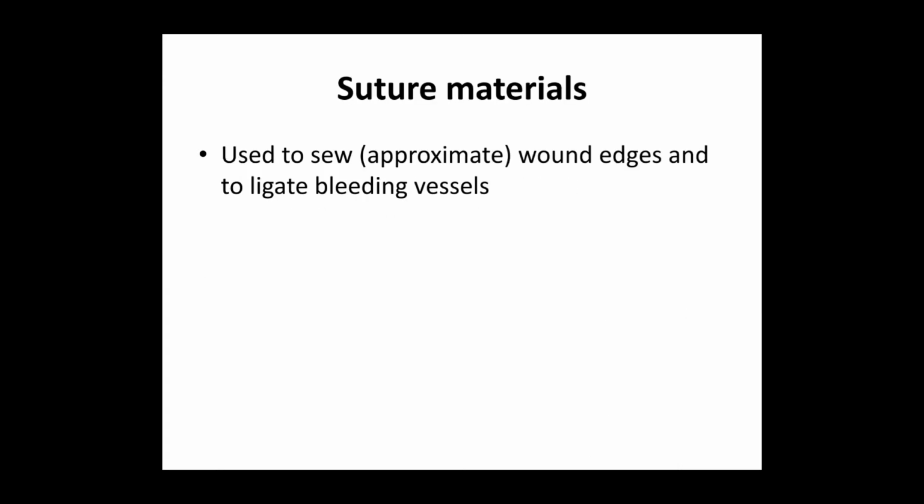Suture materials. Suture materials are very important because, depending upon the different types, they are classified into absorbable, non-absorbable, naturally occurring suture materials and synthetic suture materials. They are used to approximate the wound edges, or to bring the two bowel edges together for the anastomosis, or to ligate a bleeding vessel as well.